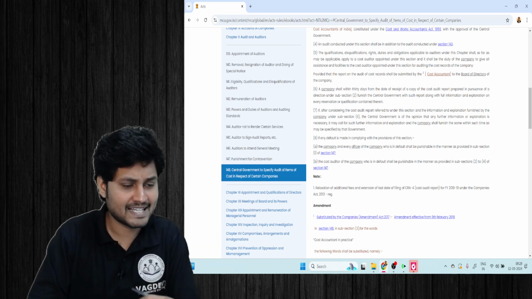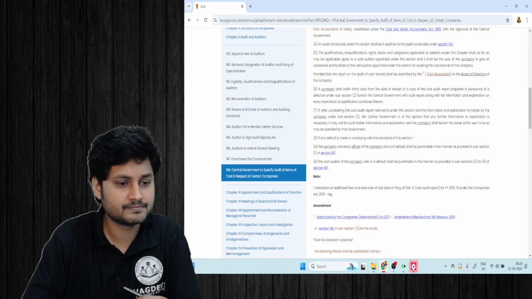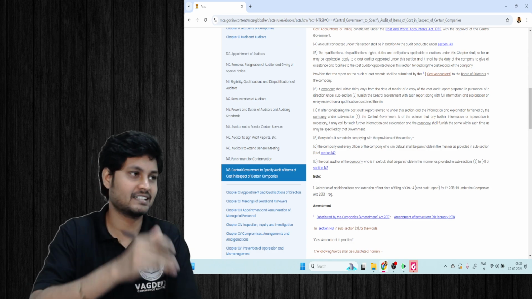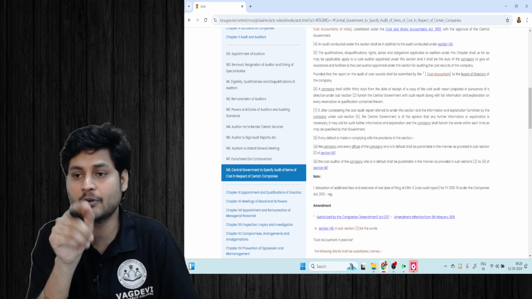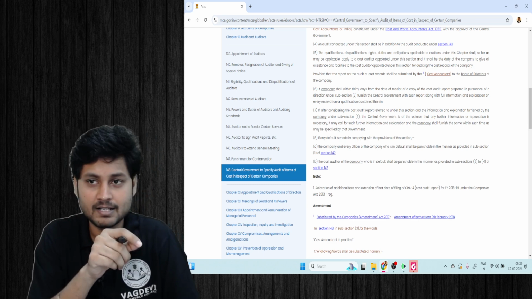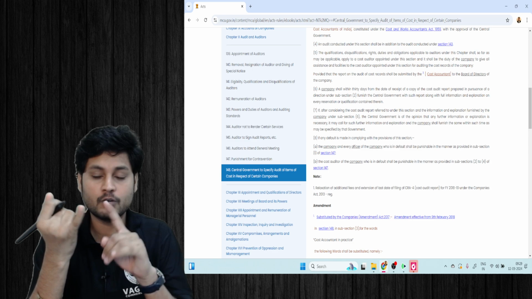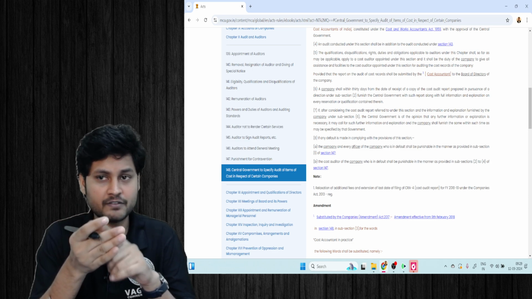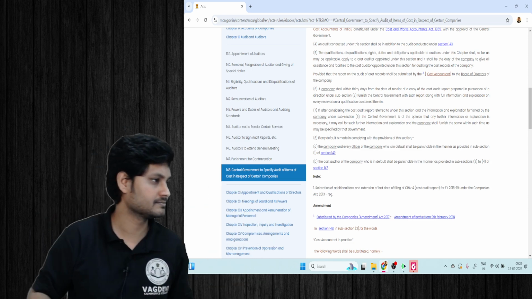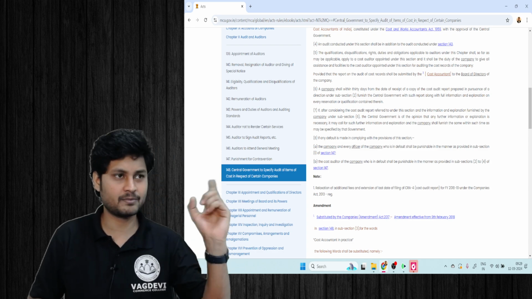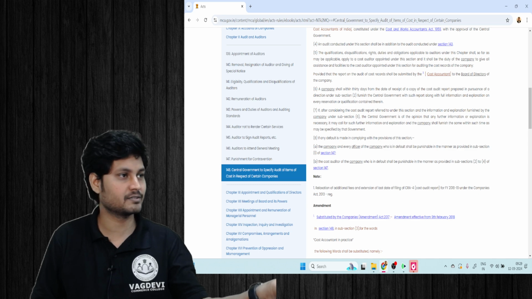So continue reading. So far as may be applicable, apply to whom? Cost auditor appointed under this section. So there is an auditor appointed under 148, and on him other provisions like qualification, disqualification, rights, powers, duties, everything is applicable for cost auditor also. Whatever is applicable for a CA, mutatis mutandis will be applicable.